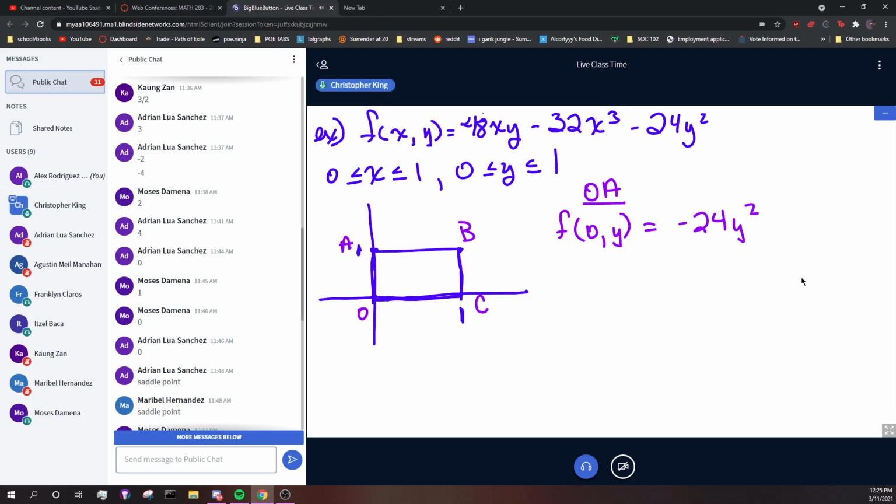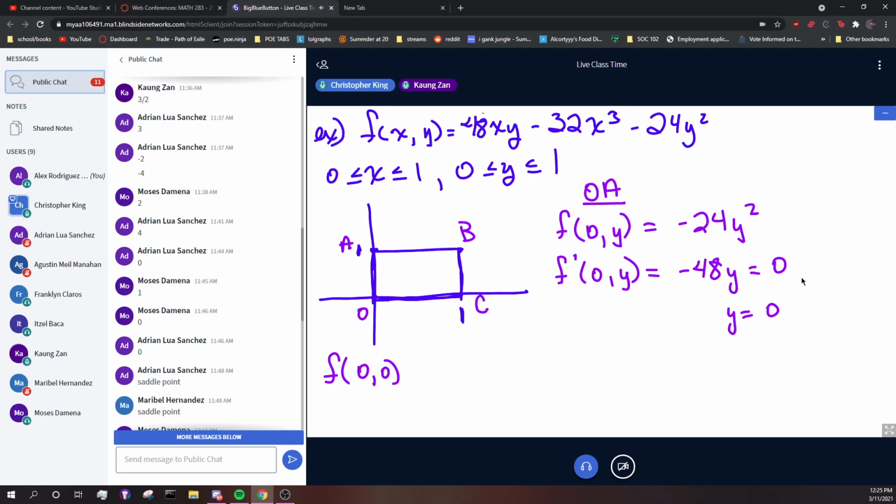Essentially, what I'm going to do is find the first derivative of this. If I do the first derivative, what am I going to get? Negative 48y. Again, set the first derivative equal to 0 and solve. So I'm going to get that y is equal to 0. Now I'm going to evaluate the original function at 0, 0.